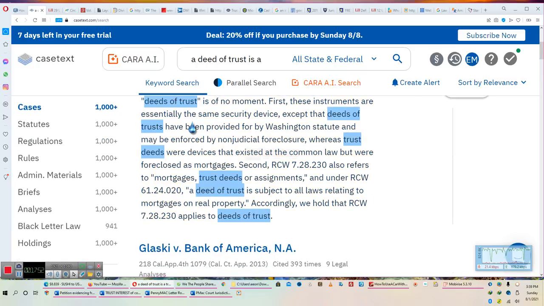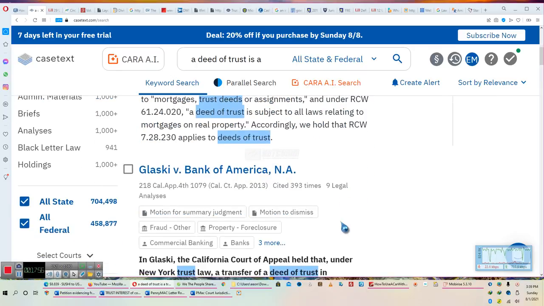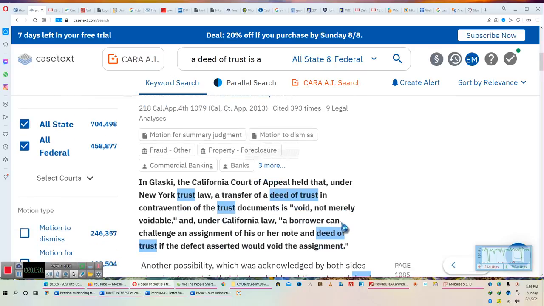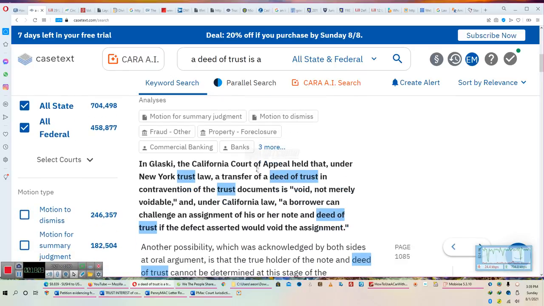They're saying that deeds of trust exist as a result of statute, and thus they are not actual trusts. Then don't name them trusts, because you only have one legal definition for a trust. California Court of Appeals held that under the New York trust law, a transfer of a deed of trust in contravention of the trust documents is void, not merely voidable.